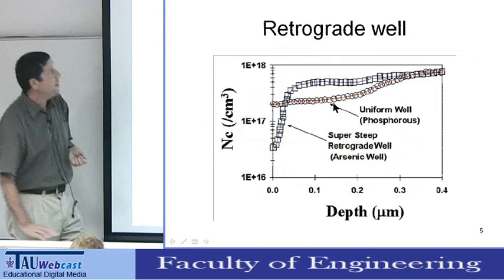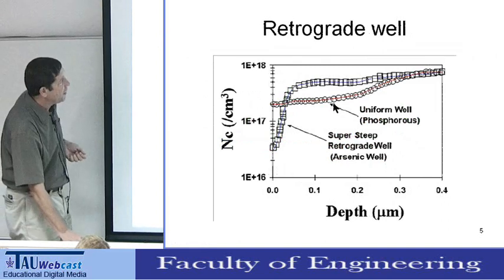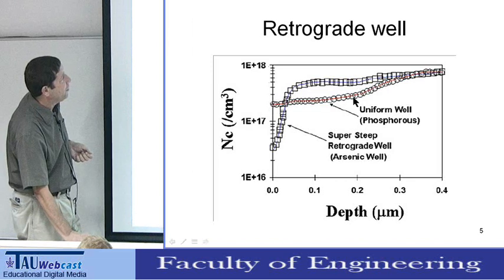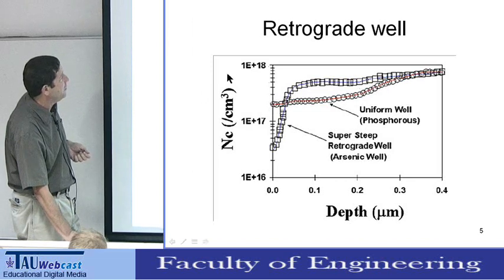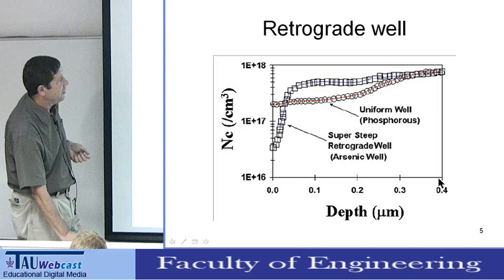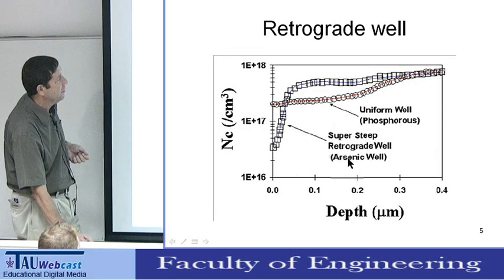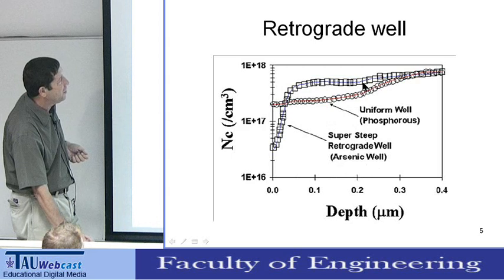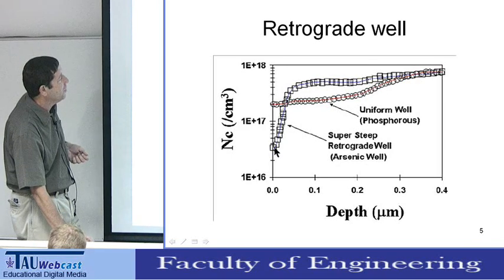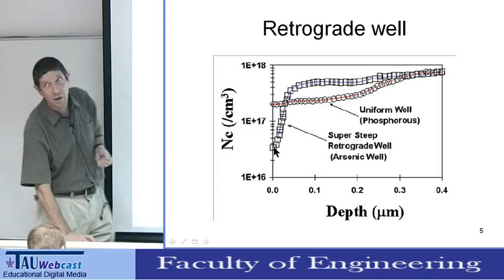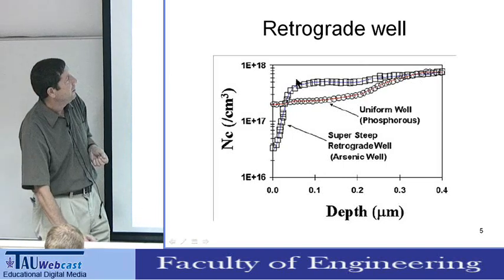Now this is a retrograde well. If you have a uniform well, this is the doping versus distance. In a typical structure, this well is almost constant, but in a super steep retrograde well, for example if it's done with arsenic, you introduce a doping which is actually going down next to the surface. And you can do it only with ion implantation, because you implant this region and not this region.